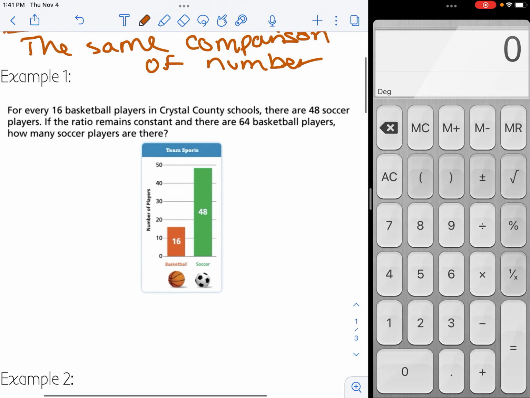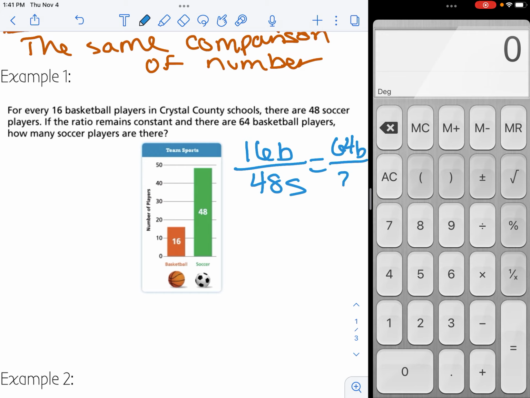For every 16 basketball players in Crystal County schools, there are 48 soccer players. If the ratio remains constant and there are 64 basketball players, how many soccer players are there? So when there are 16 basketball players, there are 48 soccer players. Now it's asking us, what if there are 64 basketball players? How many soccer players will there be? So to do this, we want to look up top and think, how are we getting from 16 to 64?